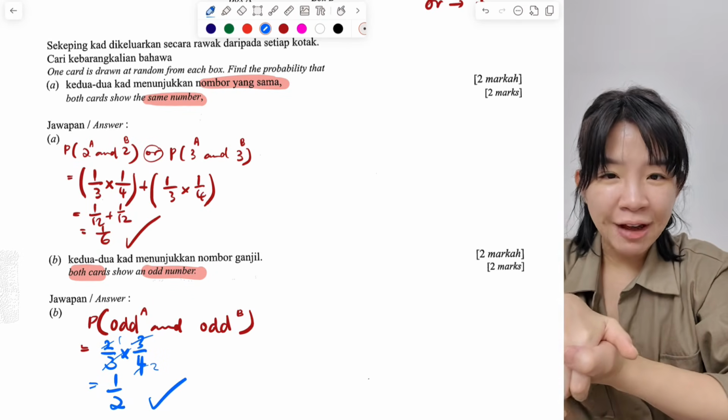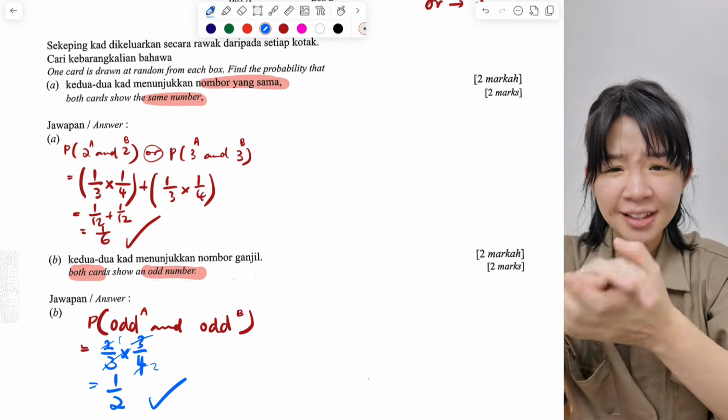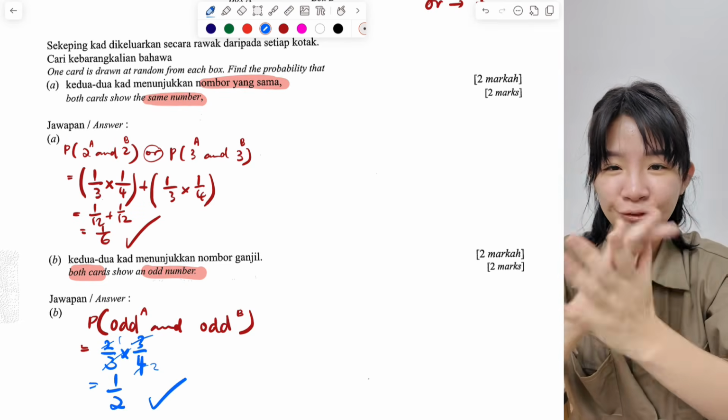Now, how do you find the difficulty level of these questions? I personally think that the questions are quite easy. Don't know if you agree or not.